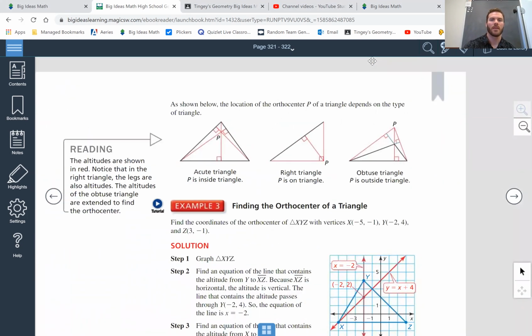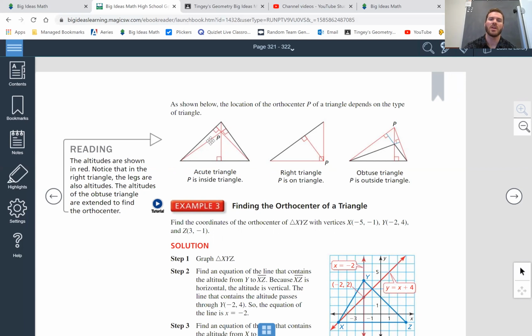Okay, so yeah. Acute triangles, right triangles, and obtuse triangles. That's just going to show you how altitudes work. Remember how everything else was inside the triangle? It doesn't work on the orthocenter, not always anyway. The orthocenter is going to be outside of the triangle in some cases.